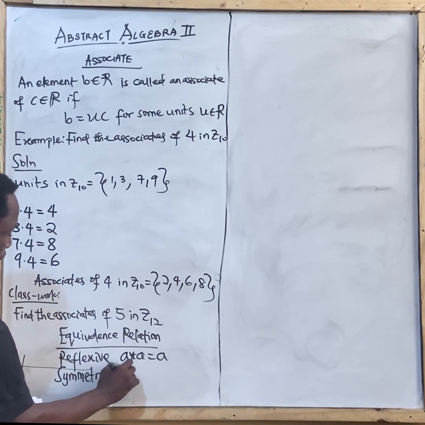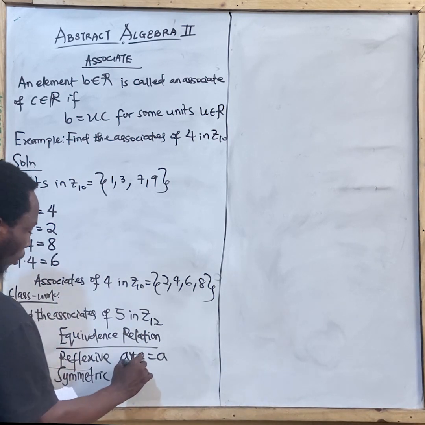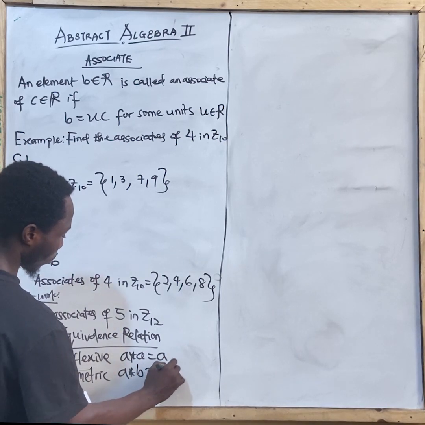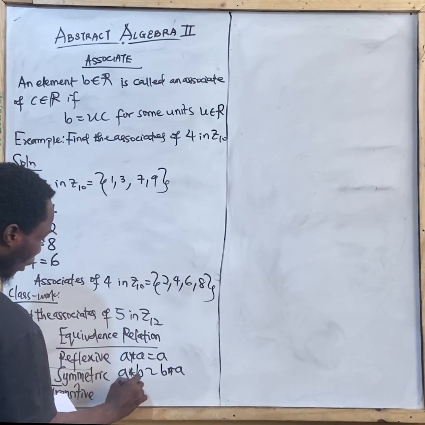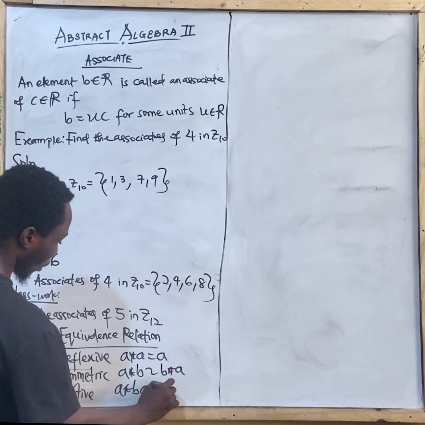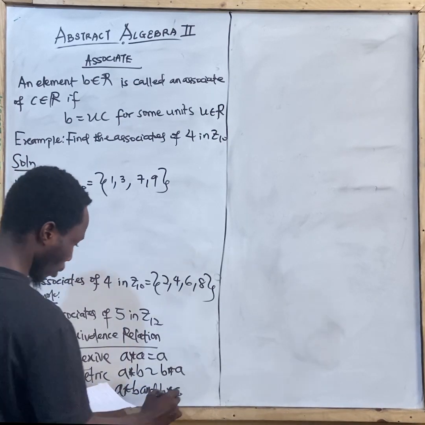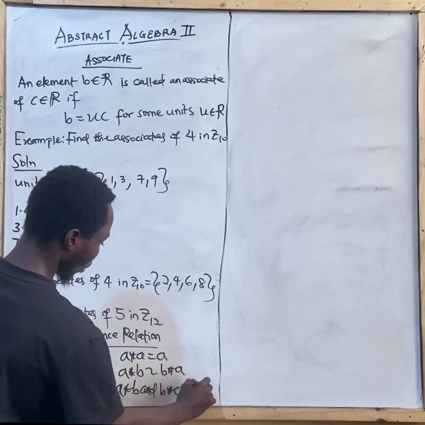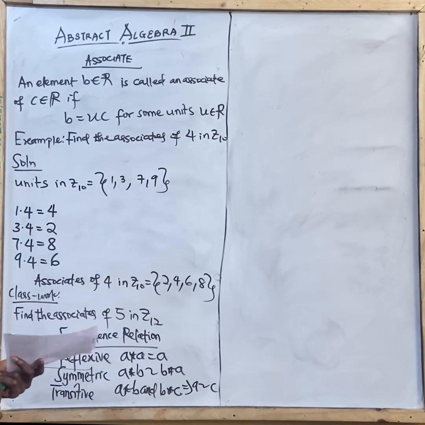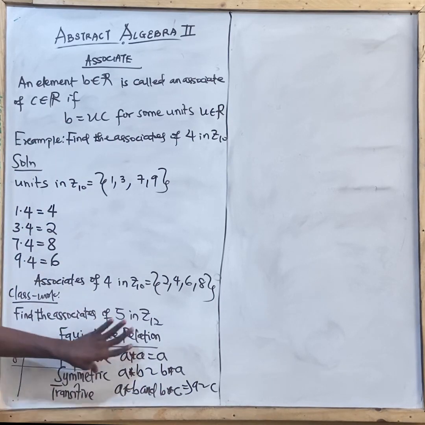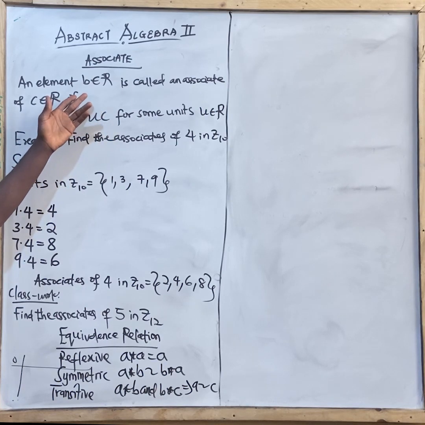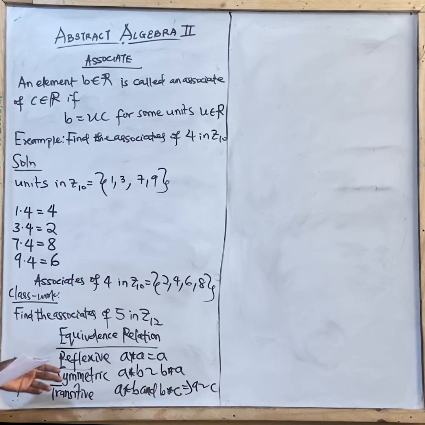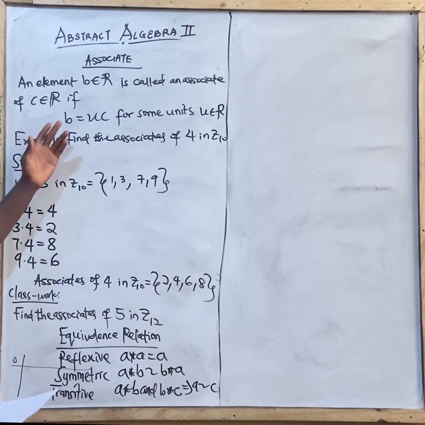Symmetric means that what? A related to B implies that B is related to A. And then transitive. This means that if A is related to B and B is related to C, this implies that A is related to C. So we want to show that this associate follows this equivalence relation. You can be asked to prove that a relation follows the equivalence relation. Prove that the associate follows it.